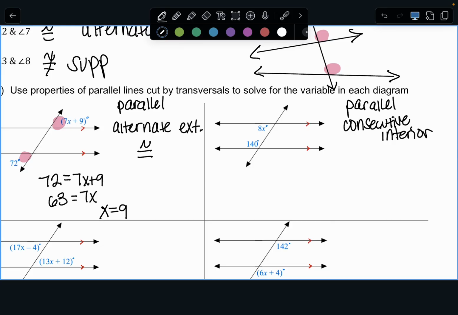Someone besides Jordan, they are what? They're the only weird one. Supplementary. They're the weird one. Supplementary. So that means their measures add to 180. So here's what your equation setup is going to look like for any supplementary angles. A measure plus a measure equals 180. What should go in this first spot? 140. Sure, 140. What goes in the second spot? 8x.